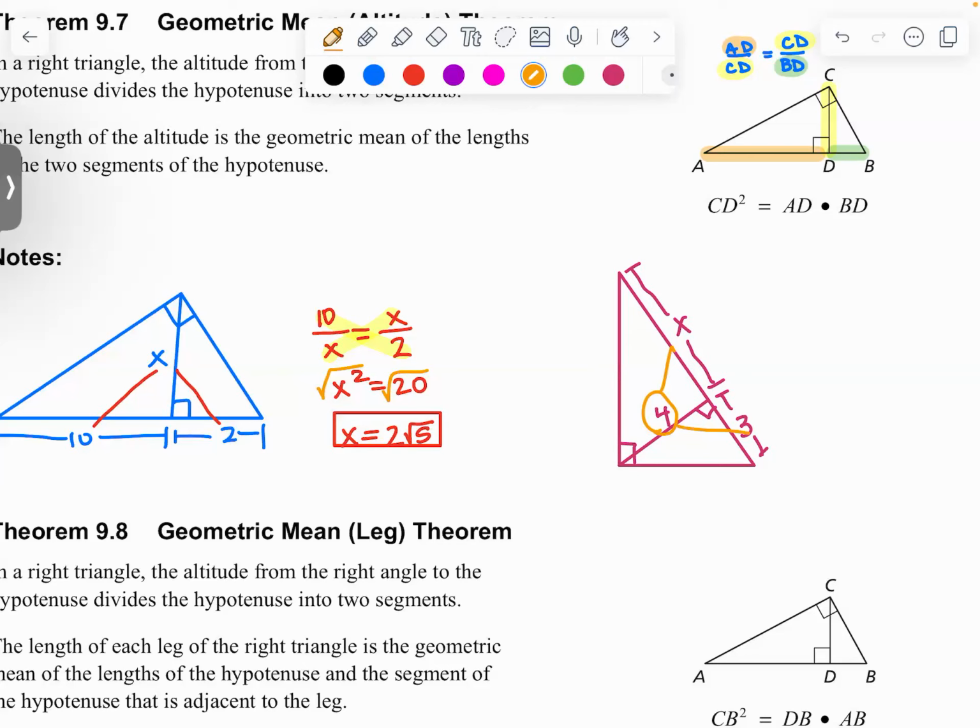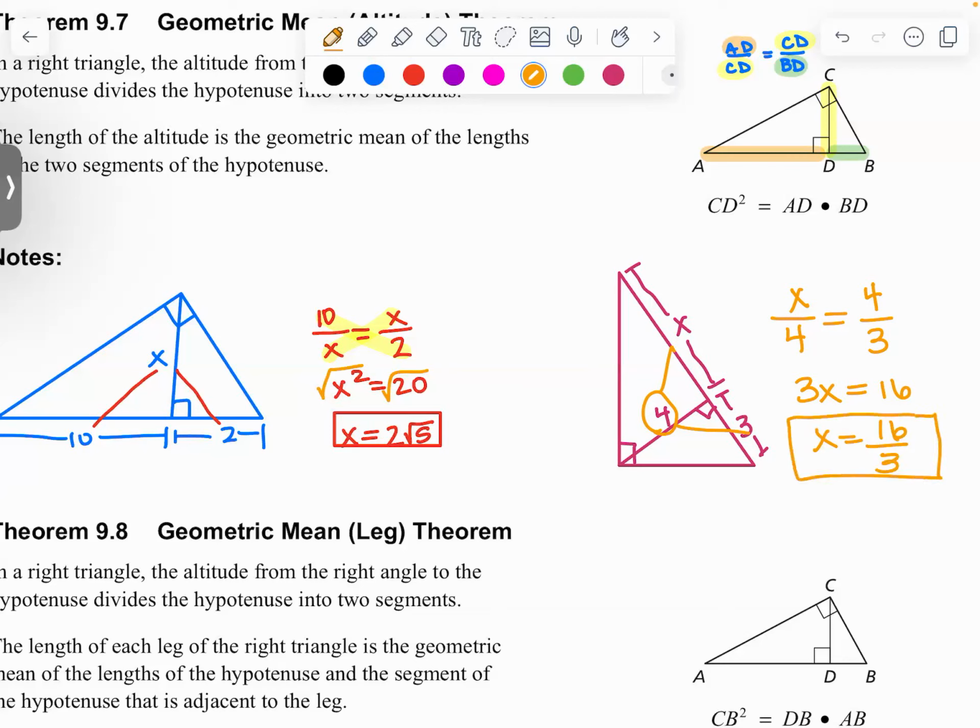Okay, so let's talk about how we're going to set this one up. Which one's the geometric mean? So 4 goes in twice, and then X and 3 go in. So we're not going to have an X squared. We're going to have a 4 squared. How about 3x equals 16? So X equals 16 thirds, and that's how I'd want you to leave your answer.